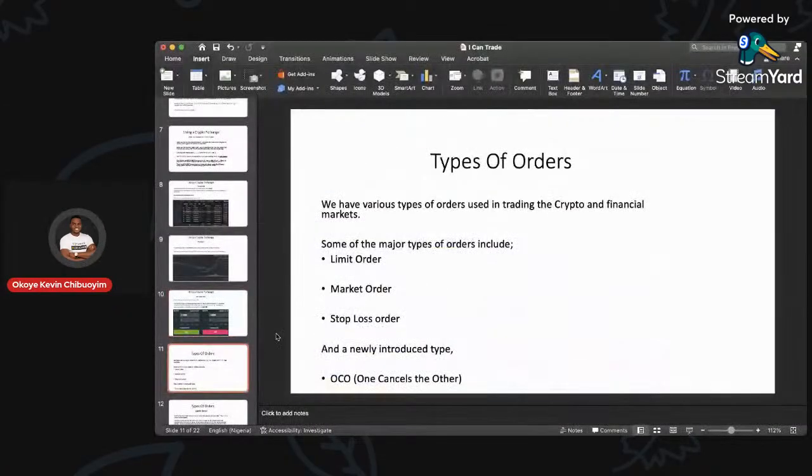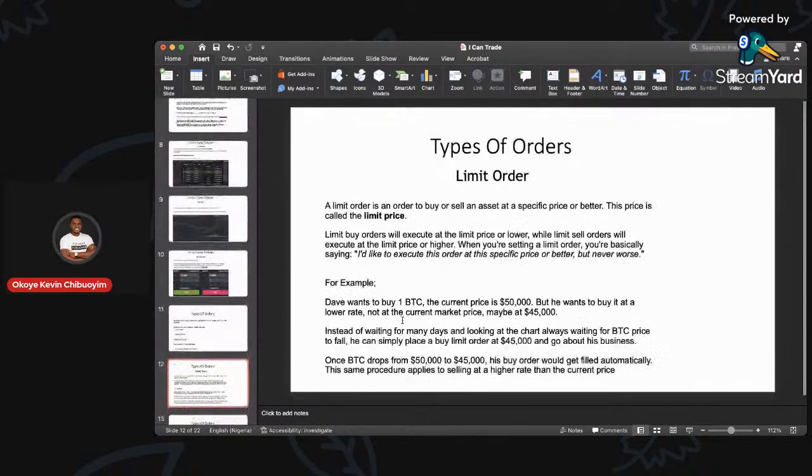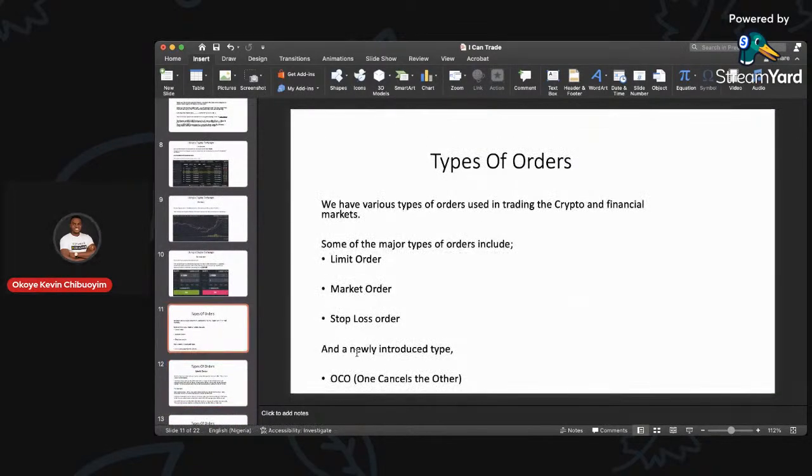So basically, on this exchange, we've got three types of orders. We've got the limit order, we've got the market order, and then the stop loss order. And in the stop loss order, we have 2 types of them, which we are going to explore. Most exchanges have this newly introduced type called OCO, but this exchange seemingly doesn't have that. So we have the limit order, the market order, and the stop loss order.